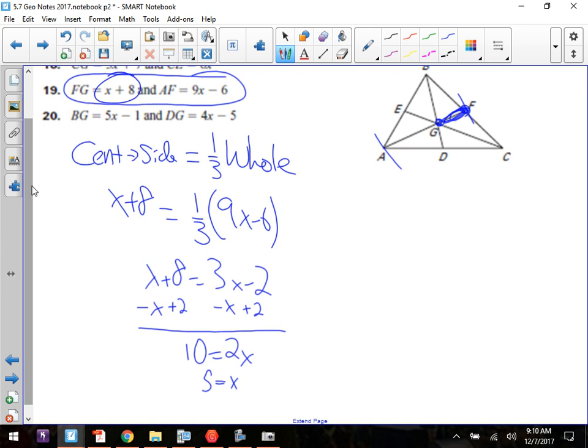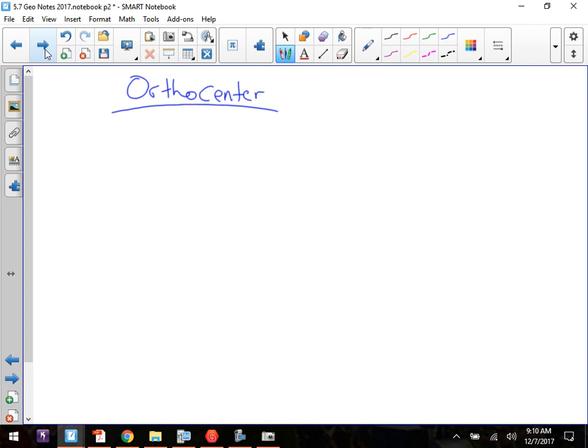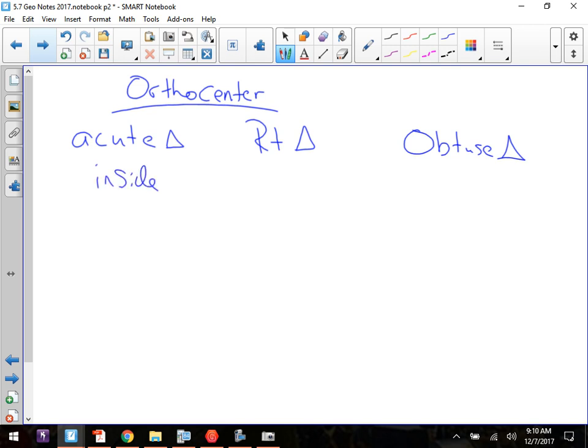When you have that orthocenter, that was where the altitudes meet. And the only thing that we worried about with those was where they could be within certain types of triangles. So in an orthocenter, if you have an acute triangle, a right triangle, or an obtuse triangle, the orthocenter would be inside, on, or outside. That's the only thing that we did with the orthocenter.